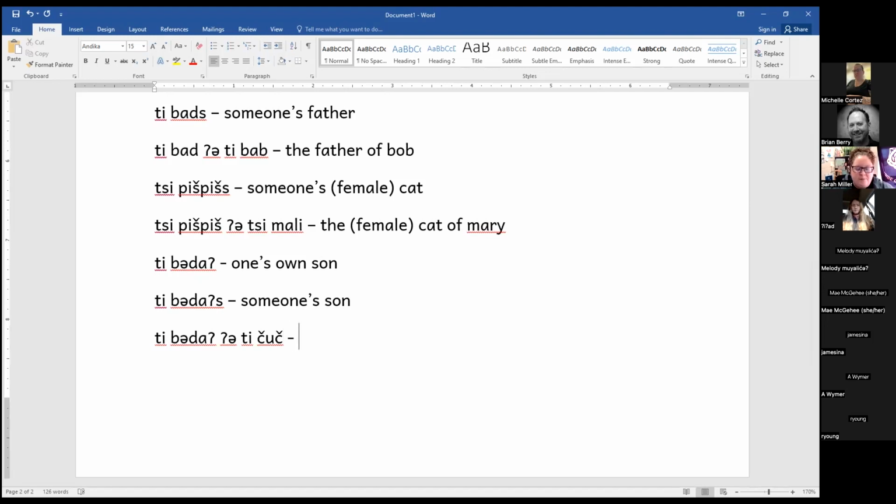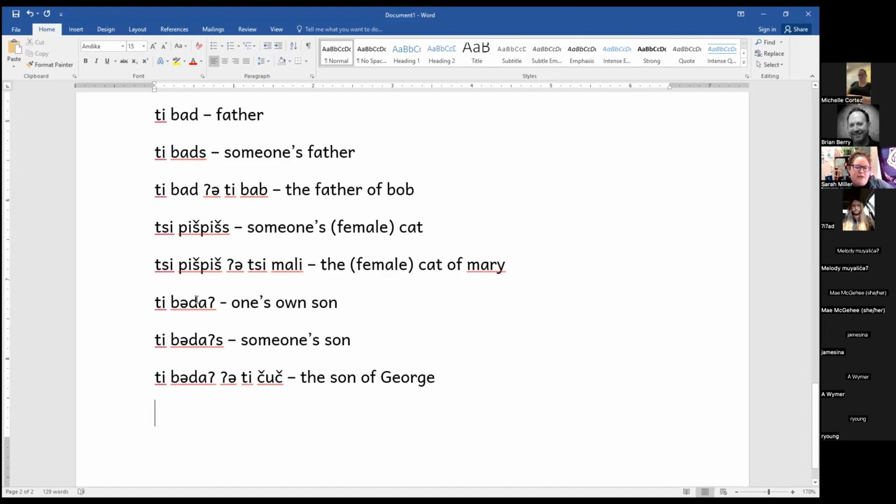I like that word. The son of George. T badat tichuch. So T badat tichuch. So don't forget when you have these glottal stops, those are like pauses. Depending on where they are in the word, like if they're at the end, they're basically cutting off that word. Badat. That word would sound different if we didn't have the glottal stop there.